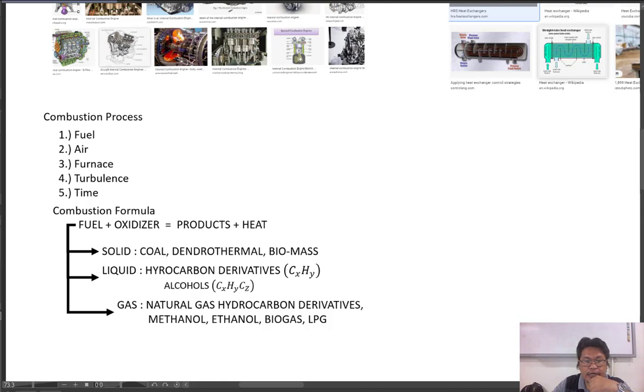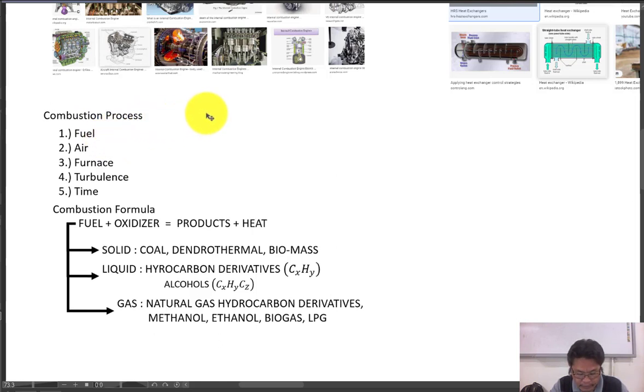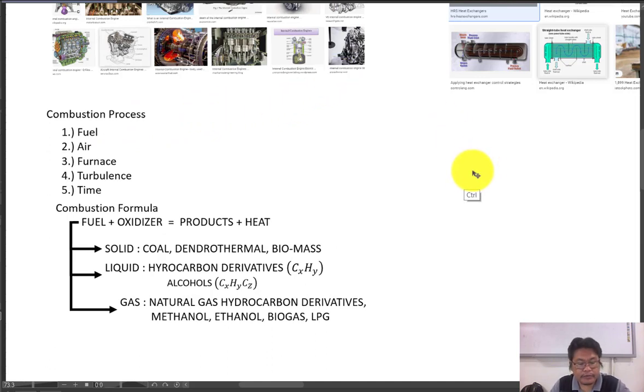Now for the combustion process, we require fuel. That is one of the requirements in order to have combustion. Then we also require air, continuously. Then we have your furnace. So air, fuel, furnace. Then we have your turbulence of air, which provides pressurization. Then also the time required to produce a combustion.